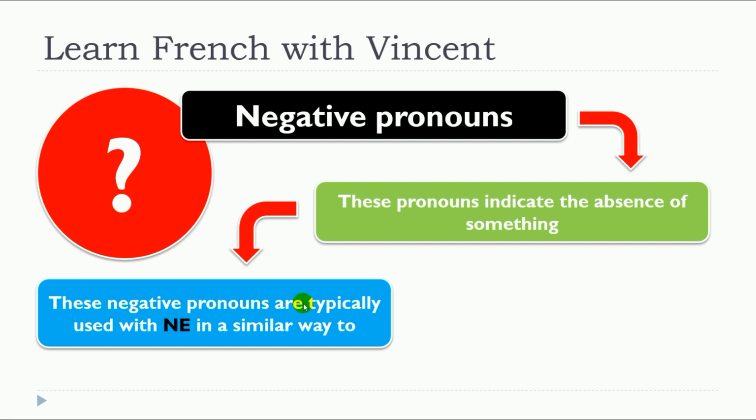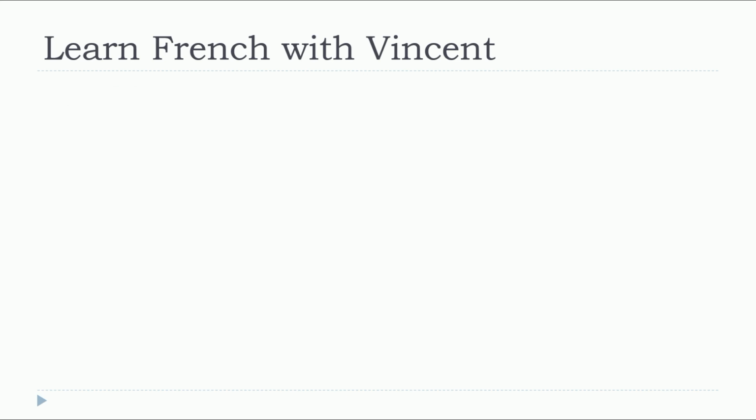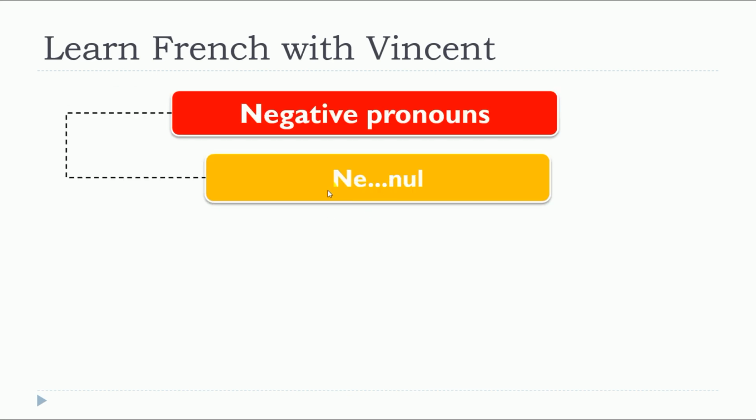These negative pronouns are typically used with ne in a similar way to ne pas. So remember, this is the negative form, ne pas. It means that instead of pas, we will use the negative pronouns. So we will have ne and then your negative pronoun here. So this lesson is about ne, nul.